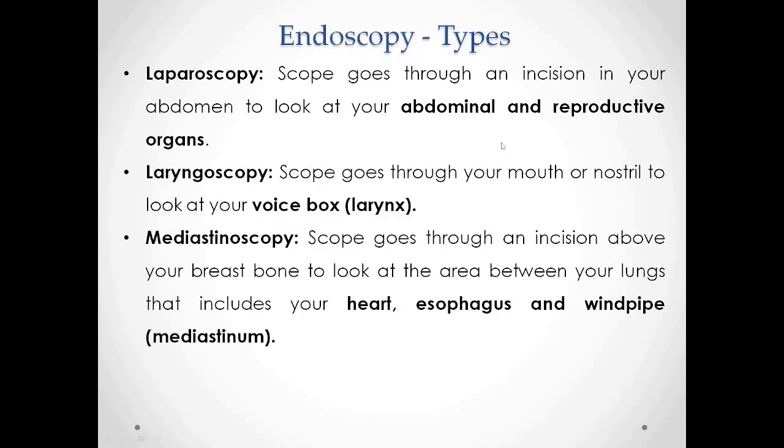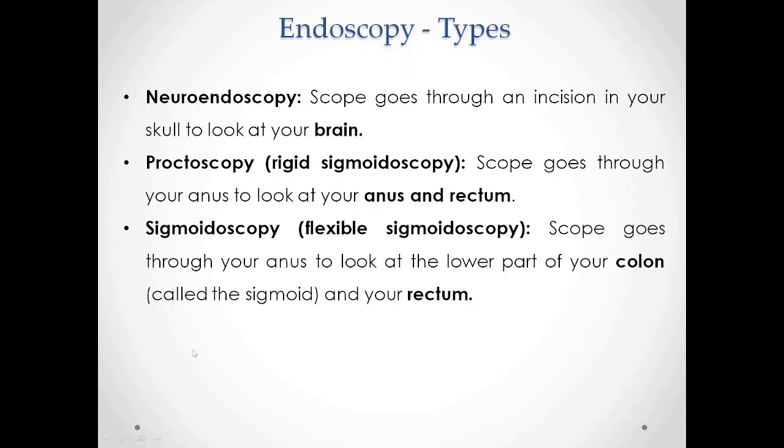Laparoscopy is another type wherein your abdominal and reproductive organs are looked into. Laryngoscopy is nothing but, larynx is voice box. So if there is any problem, I can scan through your mouth or nostril to see what is the problem. Next is mediastinoscopy. It will have an incision at your breast and the wire goes inside to see your heart, esophagus and windpipe. So these are the different types of endoscopies available.